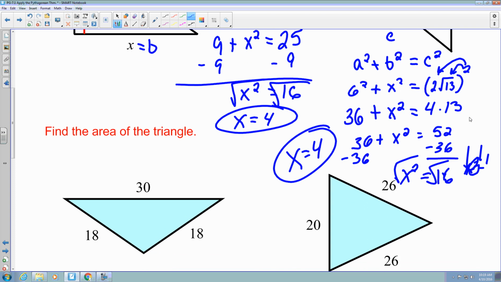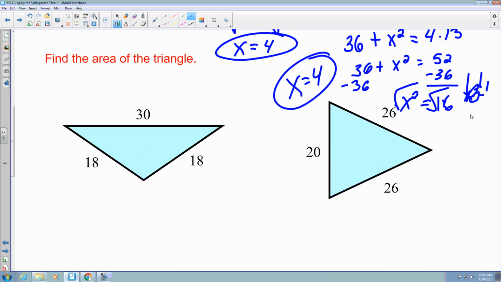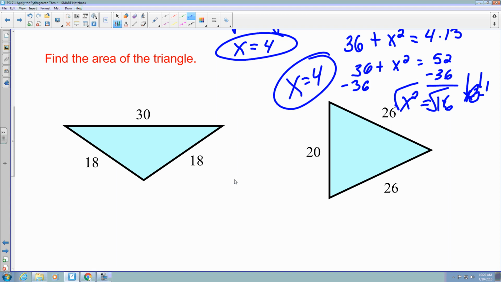Okay, the last thing that we're going to ask you to do is find the area of the triangle. So with these 2 examples, they are not right triangles. They could be, but they don't have the little square on one end, so we can't make a definitive decision whether they're right triangles or not, but we can still find the area of them.